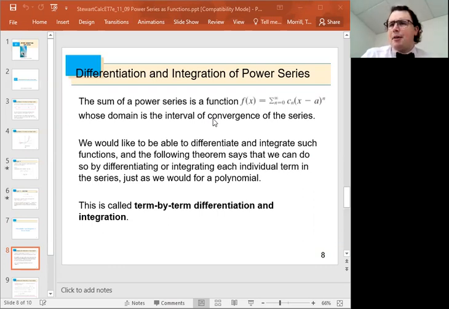Well, this starts to look like a polynomial, just a polynomial that doesn't end because I'm adding up infinitely many things. Can I differentiate or can I integrate by looking at each of those summands separately? And the answer is mostly yes.